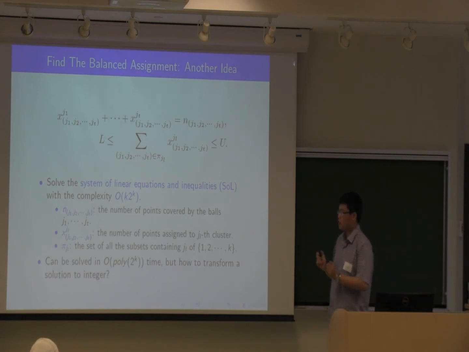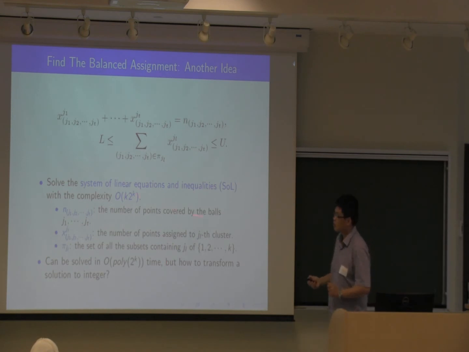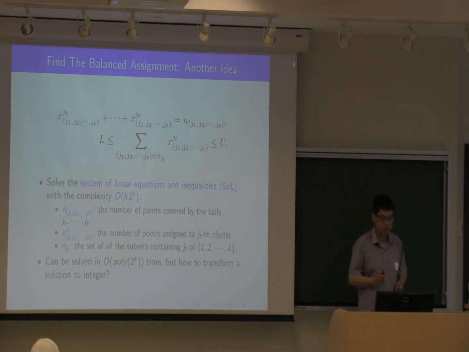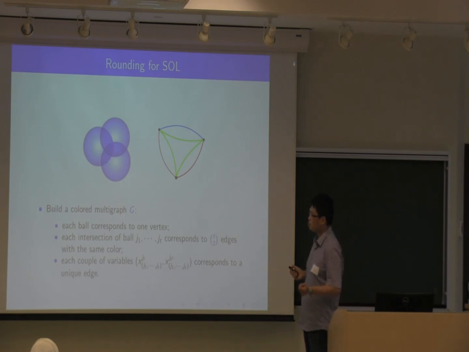But that's not enough, because our eventual goal is to get an assignment. That means we need an integer solution. But if we directly solve this system, the solution could contain some fractional values. So this is the only remaining issue. For this purpose, we build such a color graph. The construction is a little bit complicated, so to simplify, I just show you a toy example.